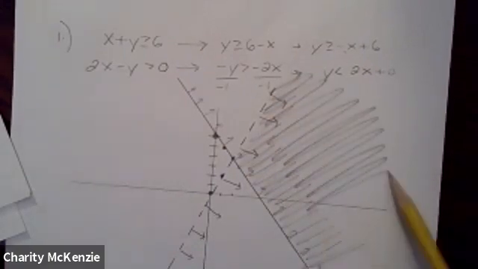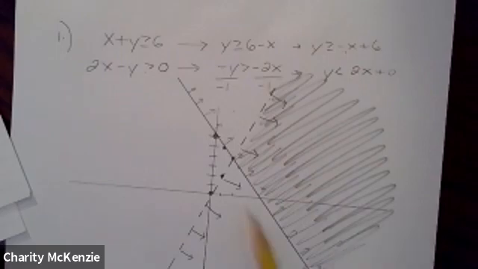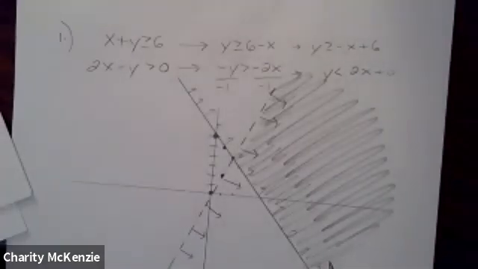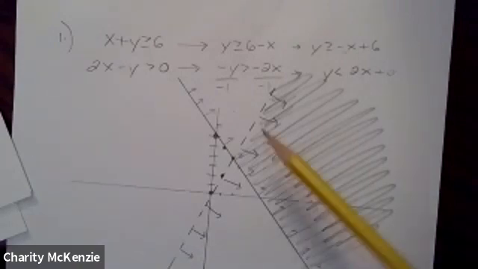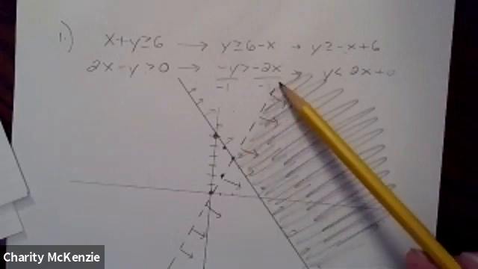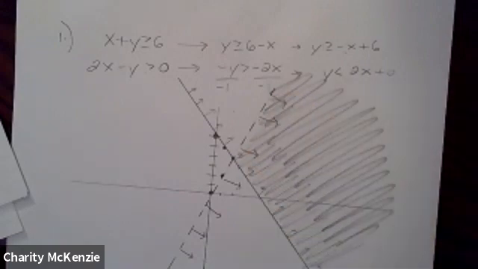And if you're on the line and the line is solid, then that's going to be okay. If the line is dotted, then you can't be actually on that line, but you could be right next to it, okay? So just remember what those mean. There you go. There's our first example.